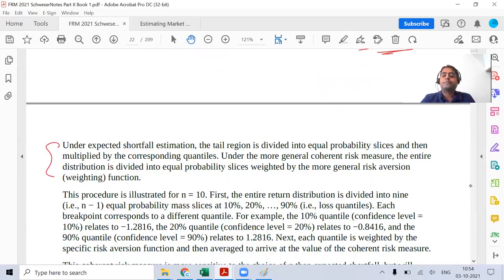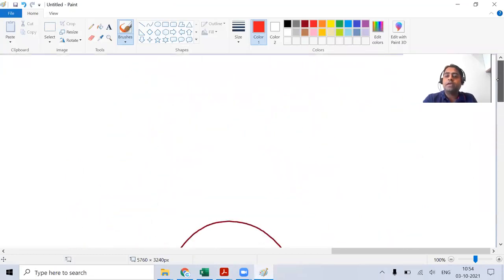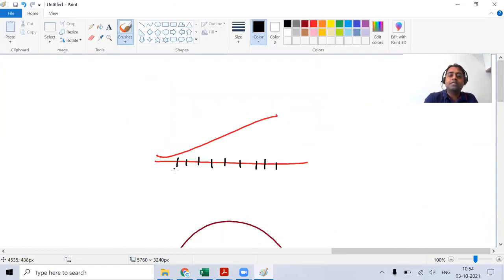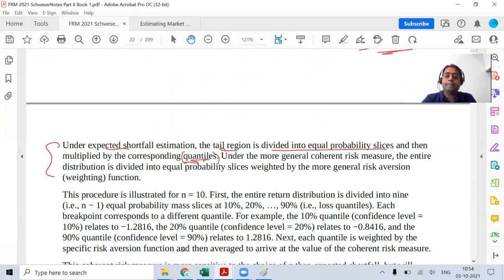Now look at this part. Read this section. They are talking about how, when we are looking at expected shortfall estimation, the tail is divided into equal probability slices and then multiplied by corresponding quantiles. What is this quantile? I'll just show you the diagram again. If this is my tail, these data points are called quantiles. Each data point is getting a particular weightage. So don't get confused with that word quantile. It simply means the data point.